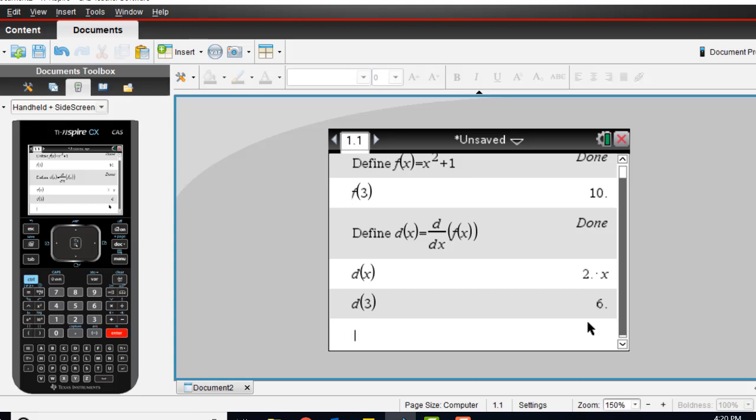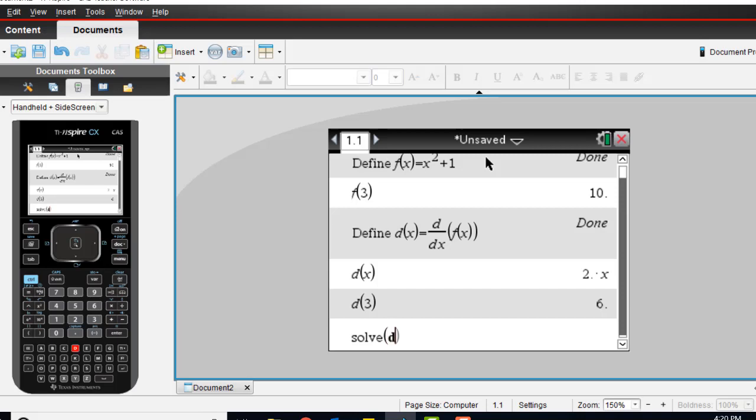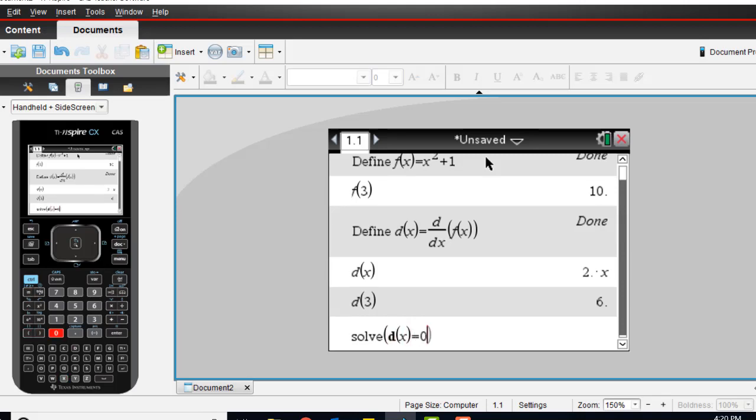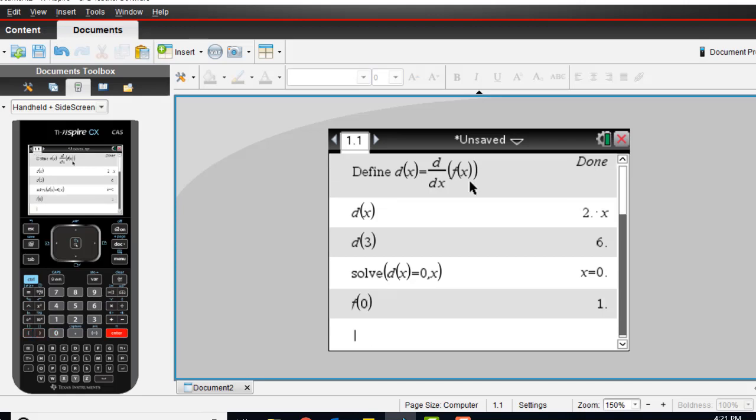You can also then use this to find stationary points if you want. We can go Menu, Algebra, Solve where the derivative is equal to 0 for a maximum or minimum. Solving for the x value gives you, in this case, x is 0. And then if you want the corresponding y value, you would just chuck in f of 0, which gives you 1. Okay, let's just check a few of those things.